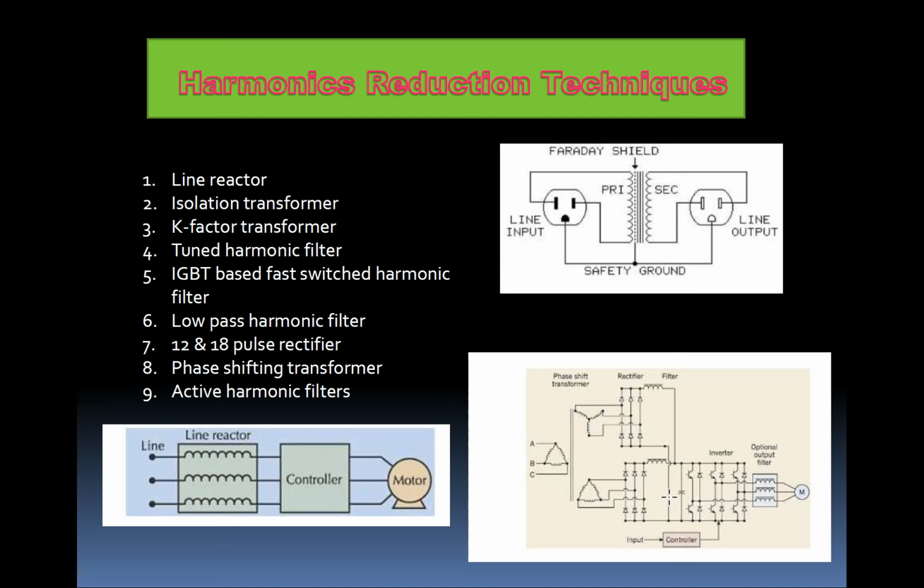All right. There are certain techniques that can be used to improve our harmonics, such as line reactor, isolation transformer, K-factor transformer, tuned harmonic filter, IGBT-based fast switching harmonics, 12 and 18 pulse rectifier, phase shifting improvement, also active harmonic filter. So this is the first part.